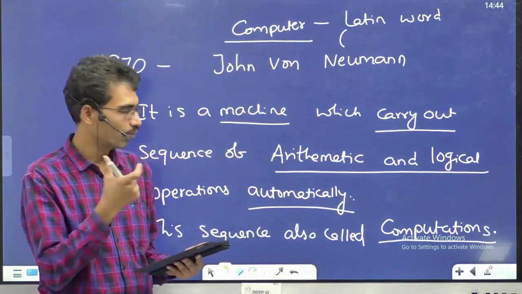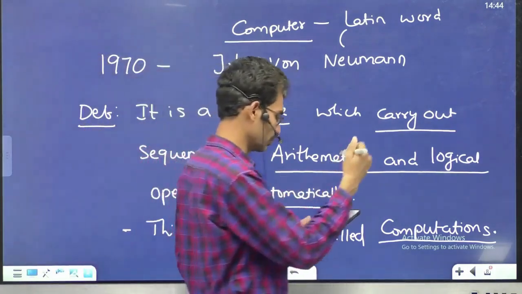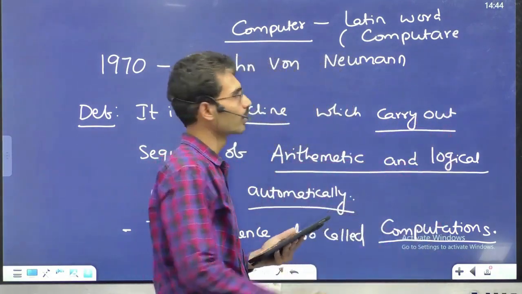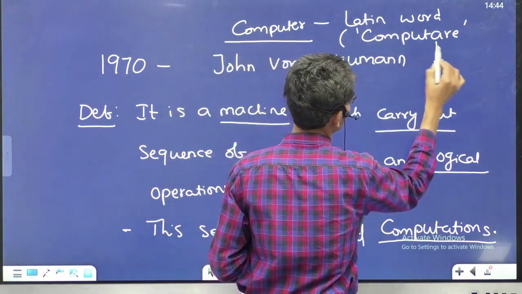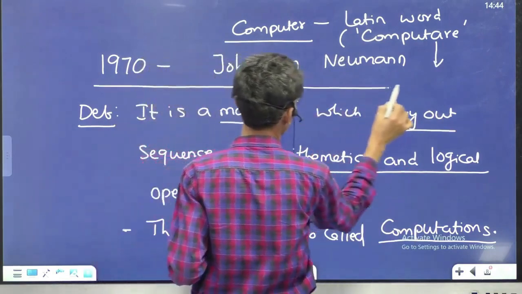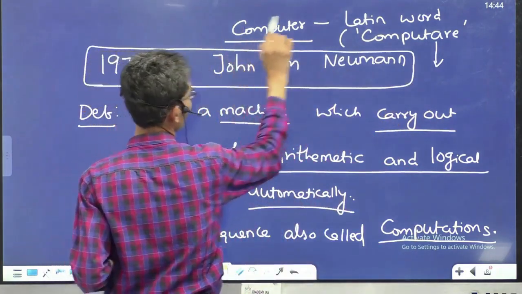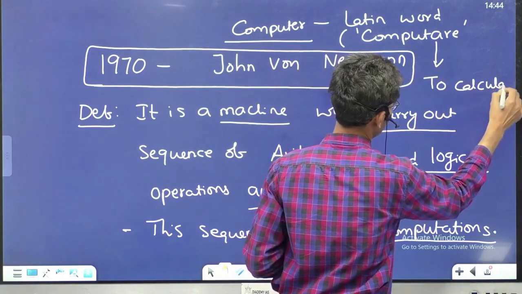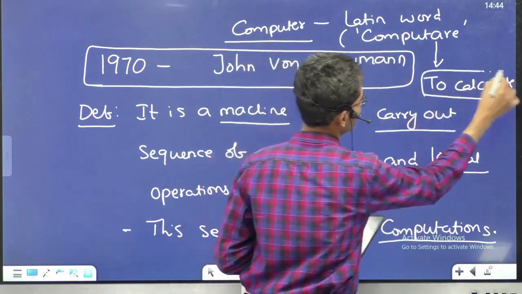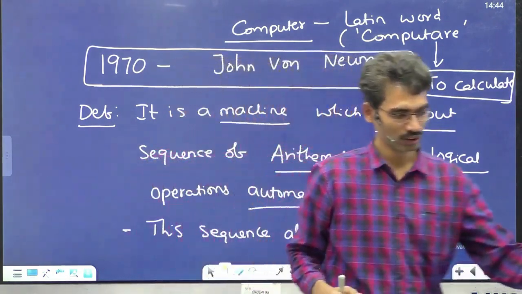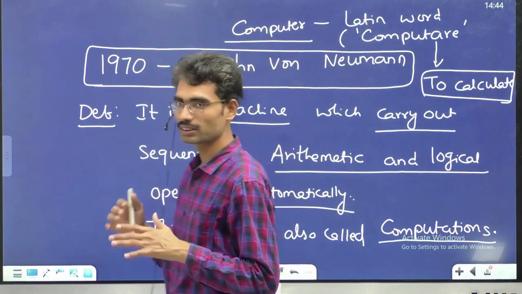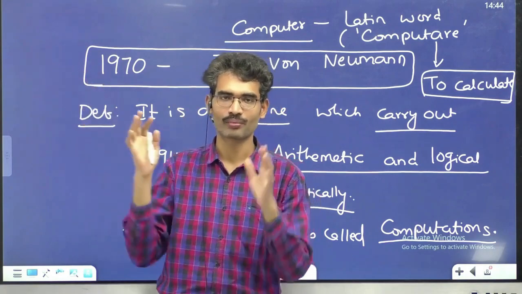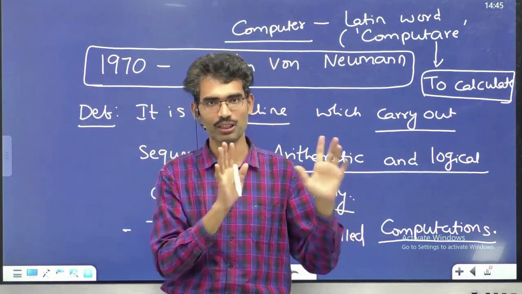The word computer comes from the Latin word computere. This is the word in Latin, but the meaning of computer is to calculate. Now you have seen the first definition, and there is also a potential question on data and information: a computer is an electronic device which converts data into information. Simple definition.